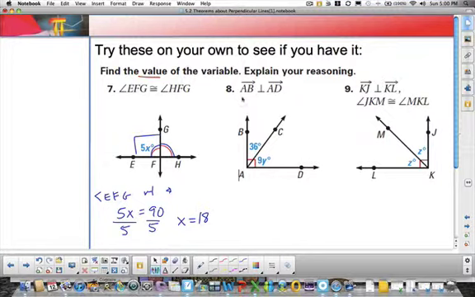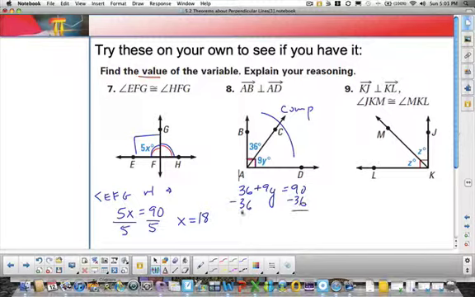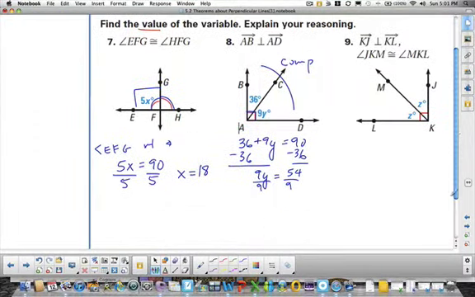In number 8, I know that AB is perpendicular to AD. So this is 90 degrees. That means these two angles are complementary. So I can set up the equation 36 plus 9y is equal to 90. I will subtract 36 from both sides to isolate y. So we get 9y is equal to 54. Divide both sides by 9. And we get y is equal to 6.